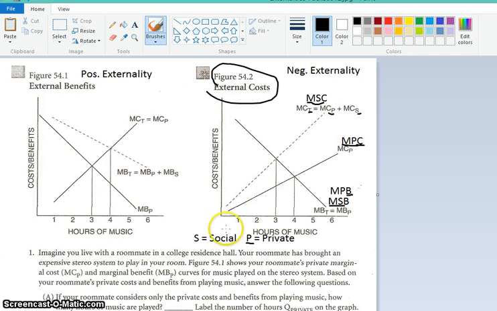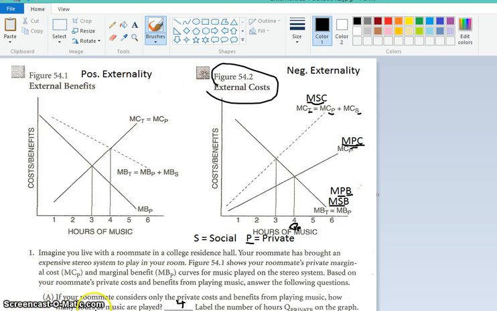So if you look at your first question here, it says if your roommate considers only the private cost and benefits from playing music, how many hours of music are played? So you're going to ignore the social cost here, and so that means you're going to look at this curve right here because it's got the P for private here. Well, how many hours is that? It looks like they add up at 4. So you go, oh, 4. And it says label that Q private. So I'm just going to go Q P. All right, like that.